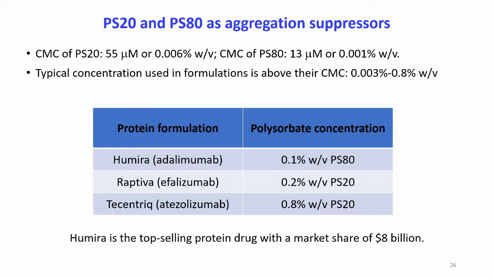So PS20 and PS80 are used as aggregation suppressors in protein formulations. The typical concentration used in formulations is about their CMC, critical micellar concentration, which is 0.003% to 0.8%. I listed here three formulations which use high concentrations of polysorbates. Particularly Humira, which is the top selling protein drug, uses almost 0.1% PS80.